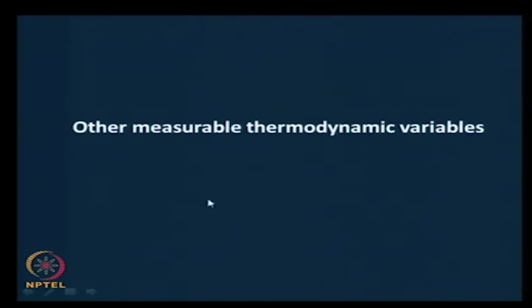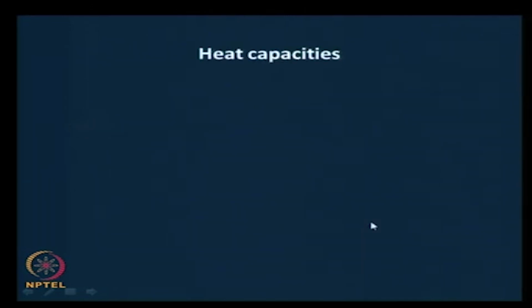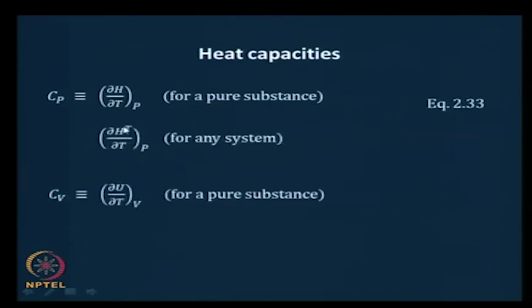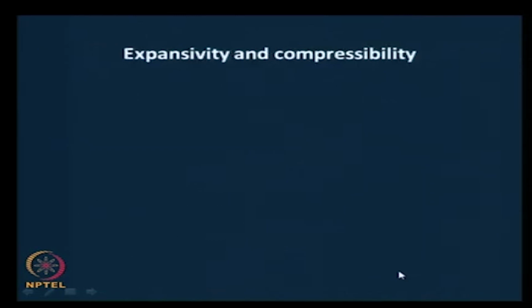Apart from these, other useful thermodynamic variables or measurable thermodynamic variables are heat capacities. This you already know. Cp is dou H dou T at constant P, or dou Ht dou T at constant P for any system. This is for a pure substance molar value, and similarly Cv is dou U dou T at constant V for a pure substance, or dou Ut dou T at constant V for any system.